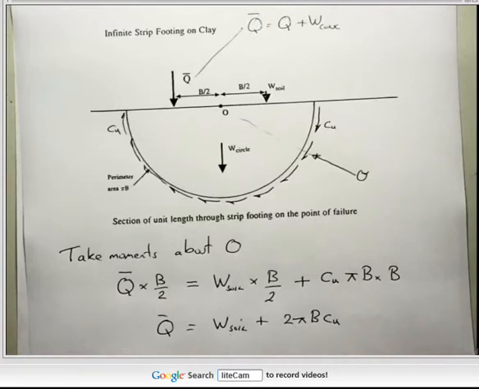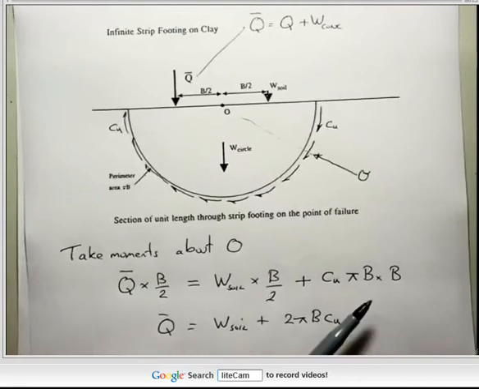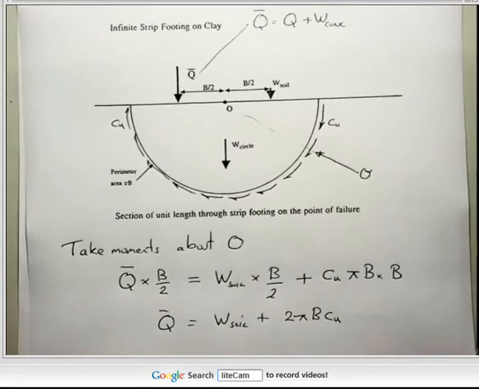So for those of you who still, I'm cancelling a B in each term. I'm multiplying each term by 2. So I lose the B over 2, I lose the B over 2. I get a 2 over there. Yeah. OK. That is the answer.